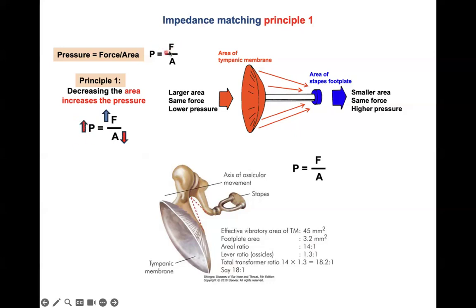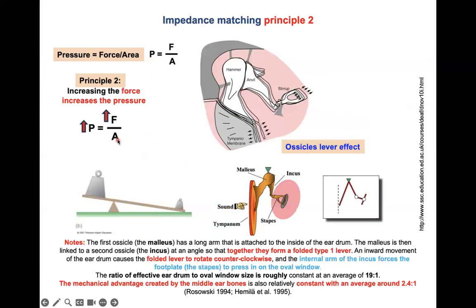Again, based on the same principle, pressure is force over area, we have here the ability to increase the force. We increase the force, we increase the pressure. Here we need the so-called principle of lever. So, like the seesaw, we have a long arm of the lever and a short arm of the lever. By this principle, we can here increase the force significantly at the oval window, again the entrance to the inner ear. We can increase the force greatly as compared to the force generated here at the malleus.